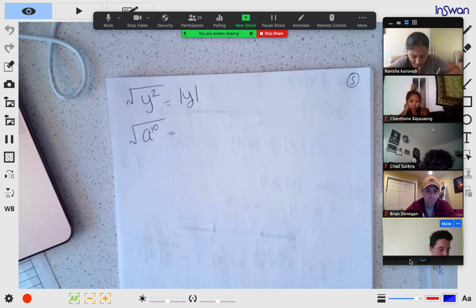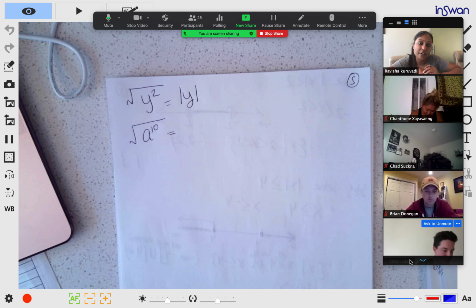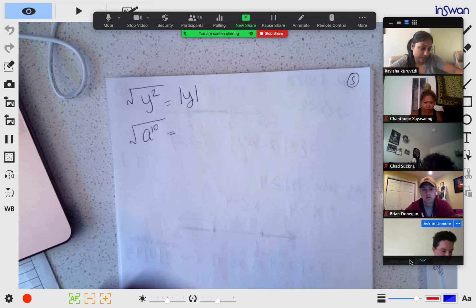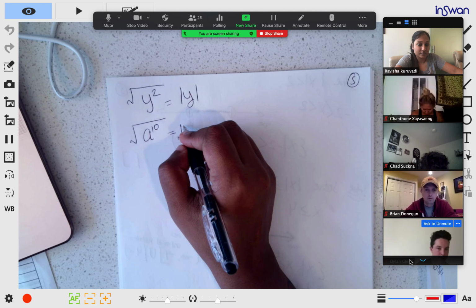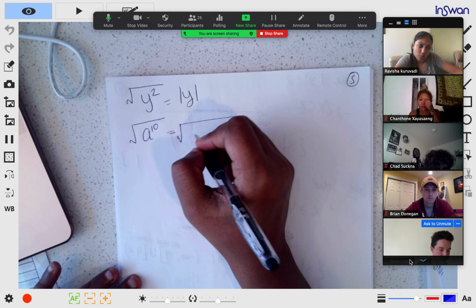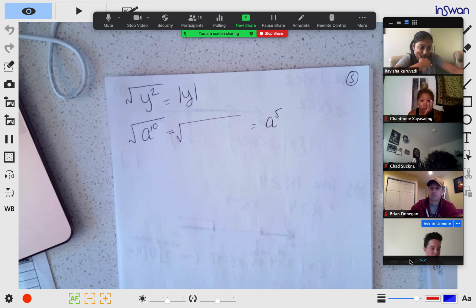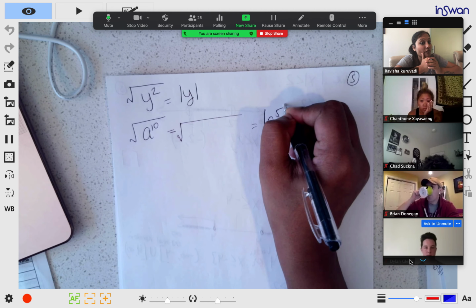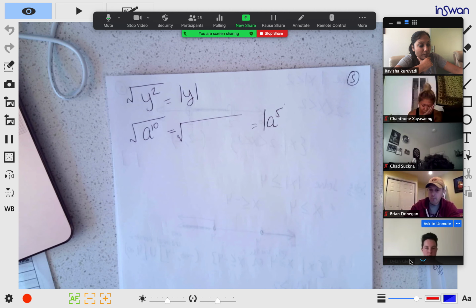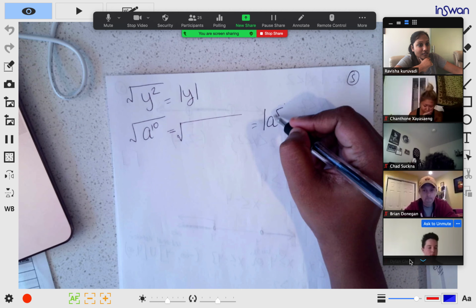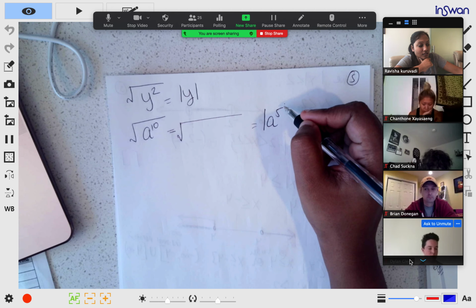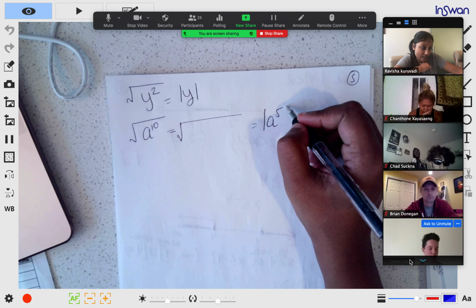What's the square root of a to the power of 10? Julian, what's the square root of a to the power of 10? It will be a to the power of 5. Will I put absolute value or no? Yes, because you don't know the value of a. Is it the odd power or even power here? It is both.